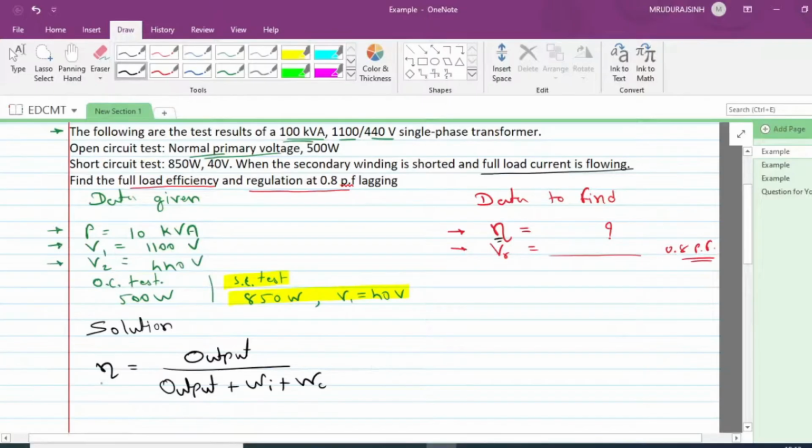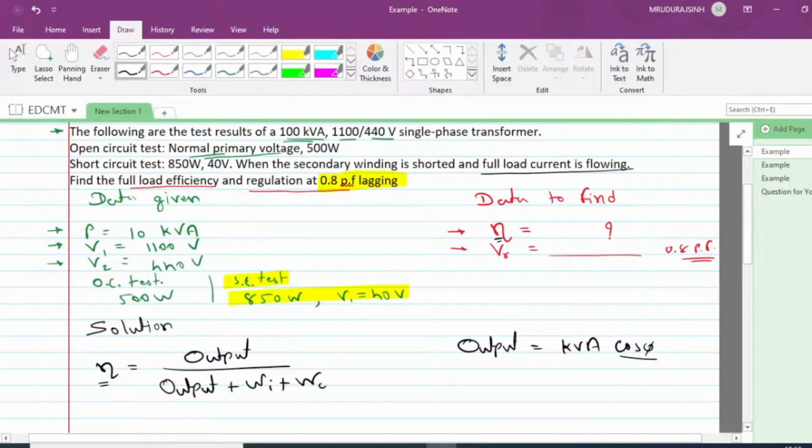So to calculate the efficiency, we require first of all the output. So how to calculate the output? Let's write the equation to calculate the output of the transformer. Output of transformer is equal to kVA cos phi. So we need to calculate the efficiency and voltage regulation. Find full load efficiency and voltage regulation at 0.8 power factor lagging. So this is key data for us.